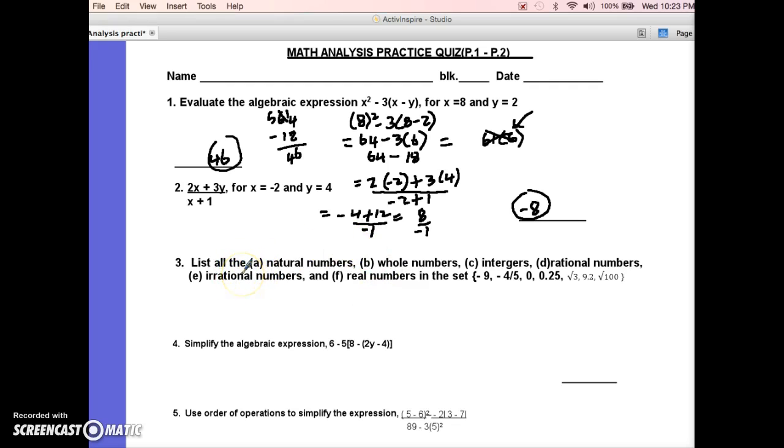And in this one, we're going to list all the natural numbers, whole numbers, integers, rational numbers, irrational numbers, and real numbers in the set. Okay, so here we go. The natural numbers will be the numbers that we count with, like 1, 2, 3, 4, and so on. We wouldn't count with negative 9. So the only number here we would count with is square root of 100, which is 10.